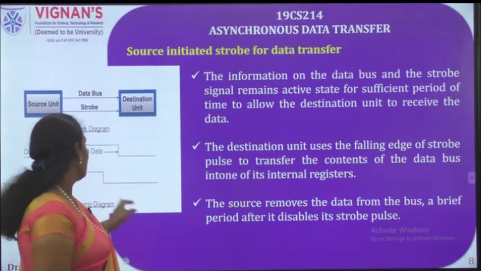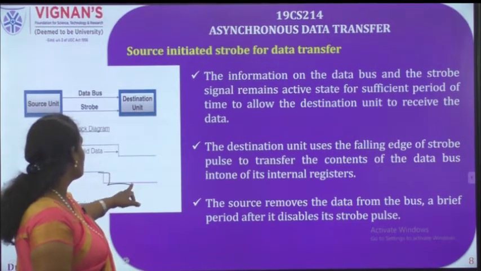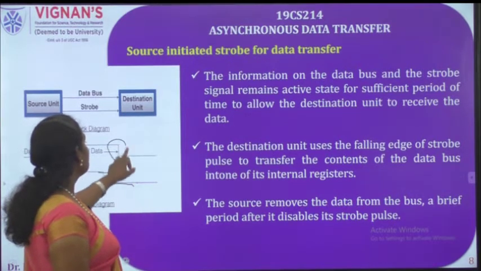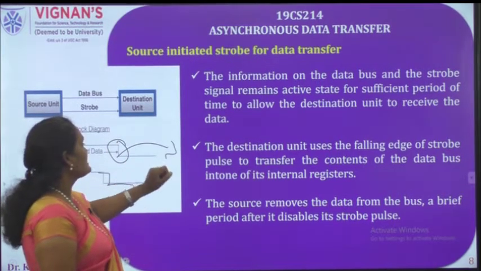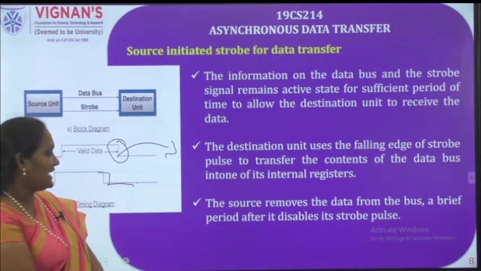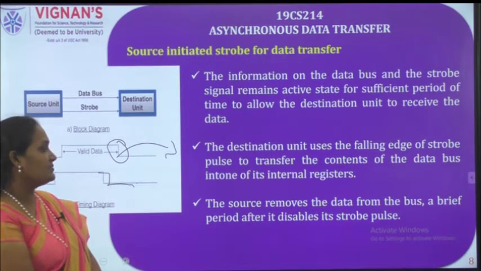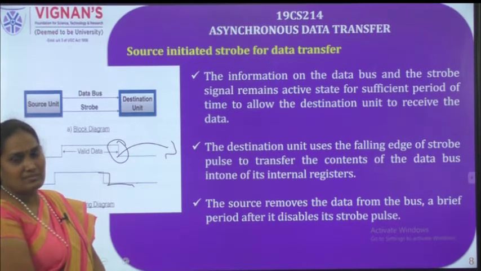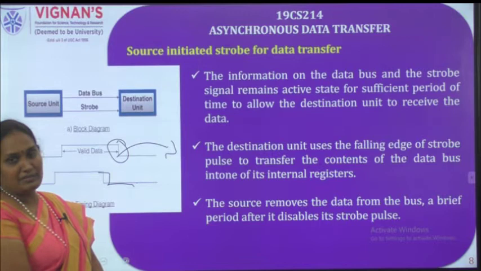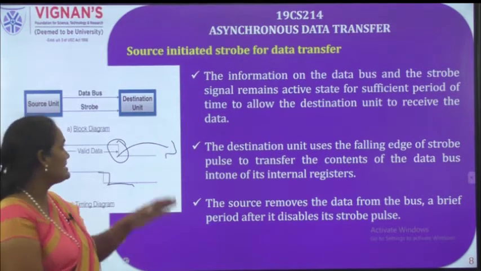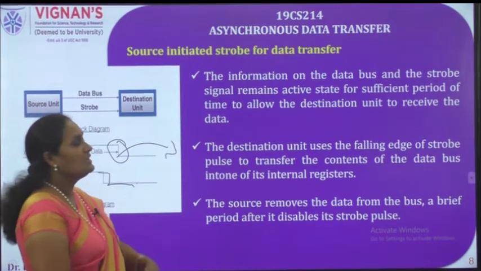Okay. So, here it uses the falling edge of this strobe control. So, at the falling edge of the strobe control, this data is transferred to one of the registers of the destination unit. So, after some time, the source removes the data from the bus. A brief period after, it disables its strobe pulse also. So, after a predefined time, the data will be removed from the data lines and also the strobe control is disabled. So, this is the process of source initiated strobe.